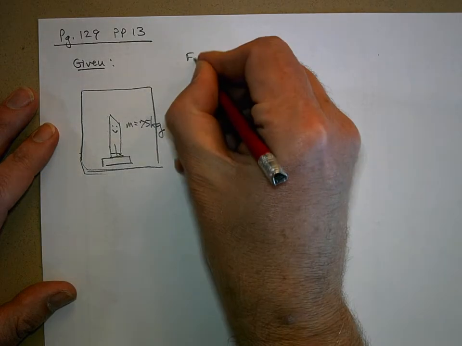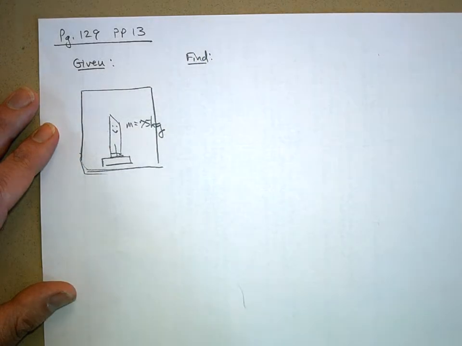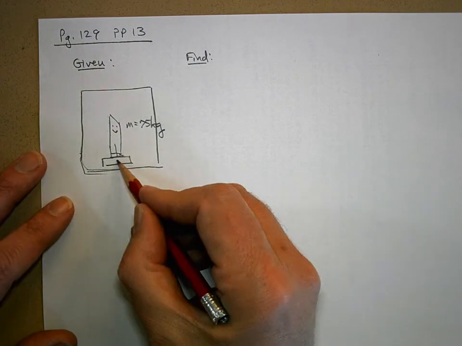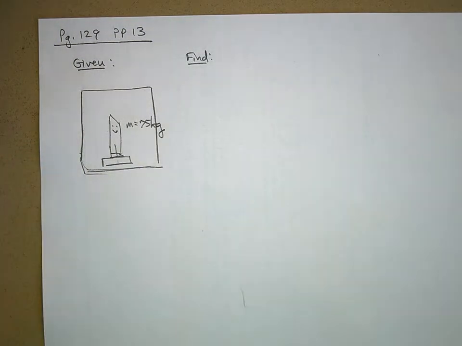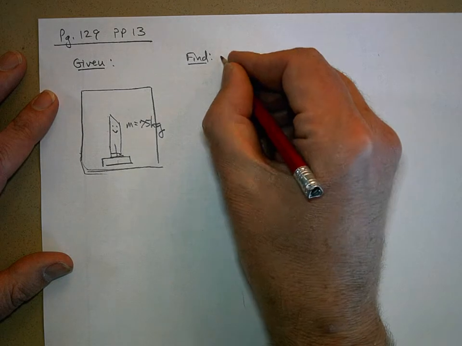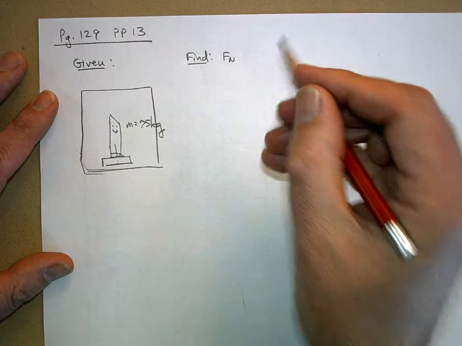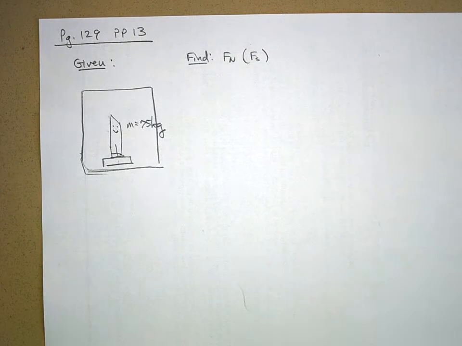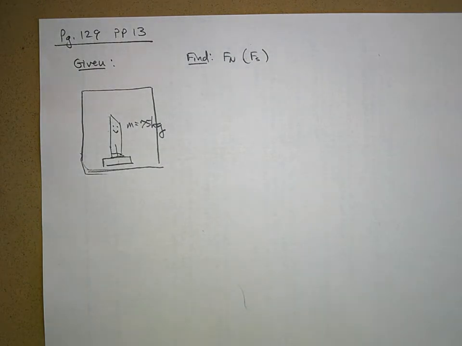And what we're trying to find is the force of the scale. Now, the force of the scale on the person is really the normal force between the feet of that person and the scale. So what we really want to find is the normal force. But if you want to call it F sub S for scale, and I think I saw some of you doing that today, that's fine. Call it F sub S or normal force, either way.